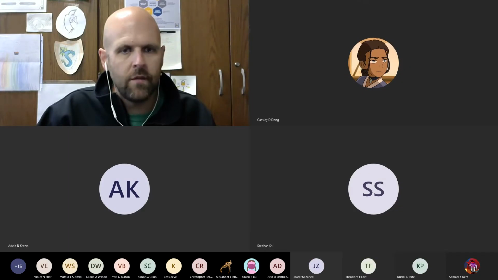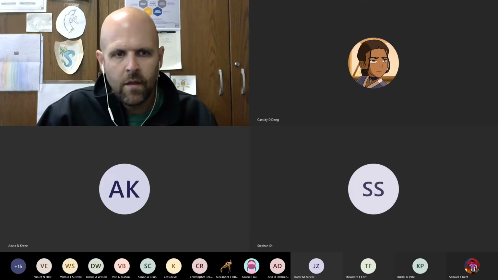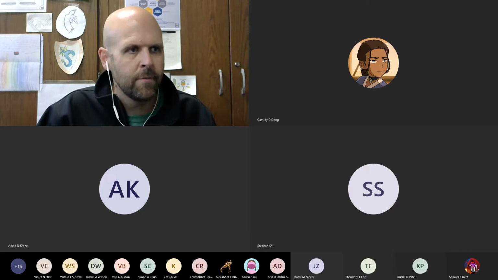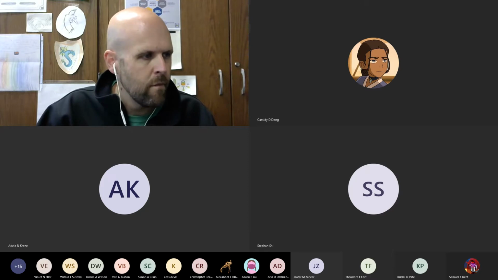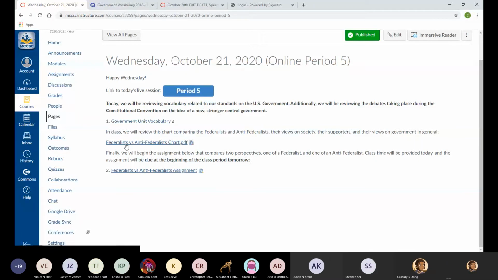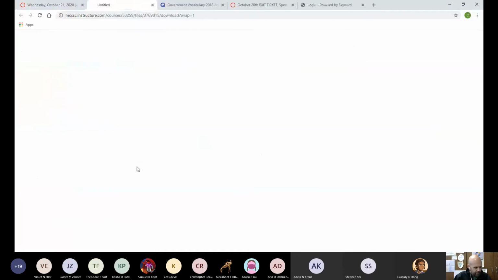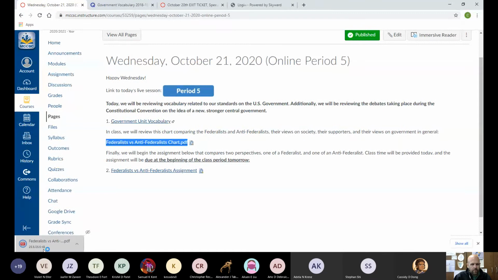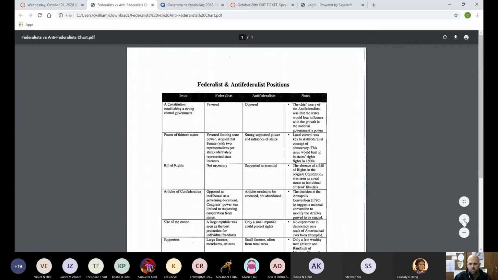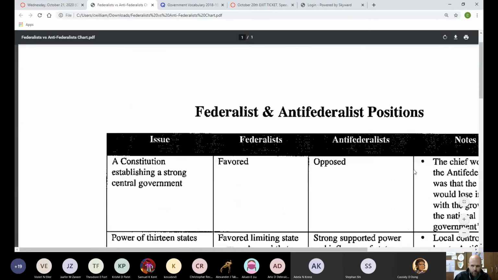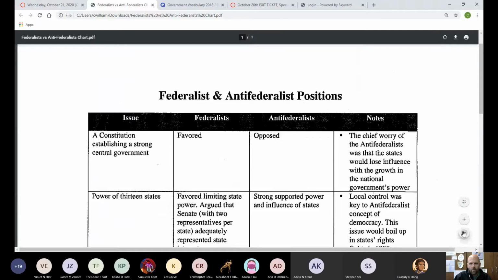Let's go to number 2, or the next document, which is in the home page that says Federalist versus Anti-Federalist chart. That needs to be up, please, on your screen. So right here, the one I'm highlighting, please have that up, and just have that up on your screen. You don't need to put it into Notability. If you want to, you can. Oops, too big there. Okay.